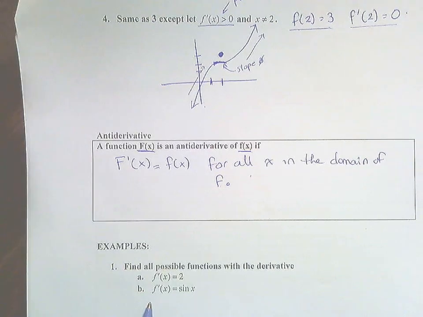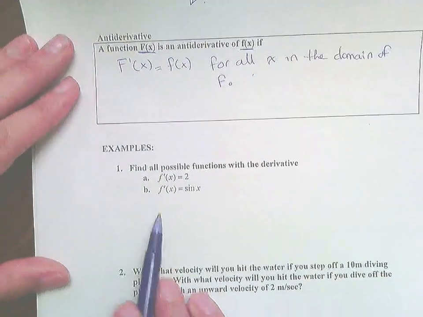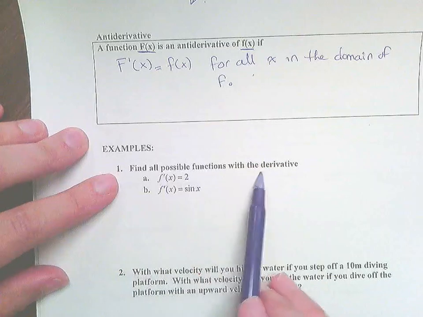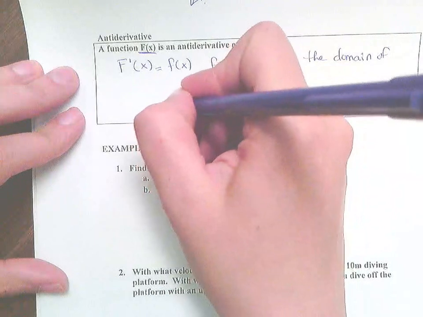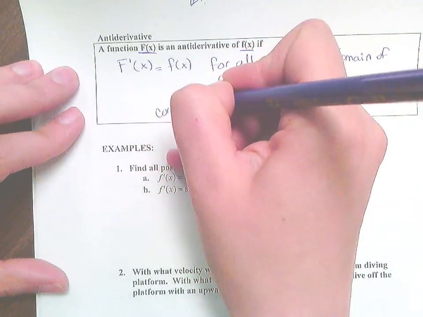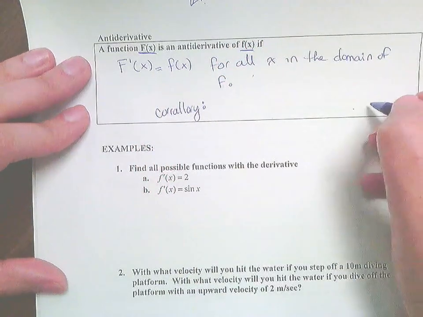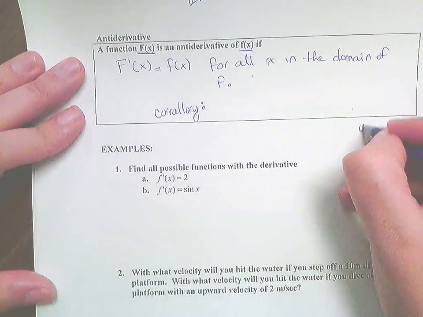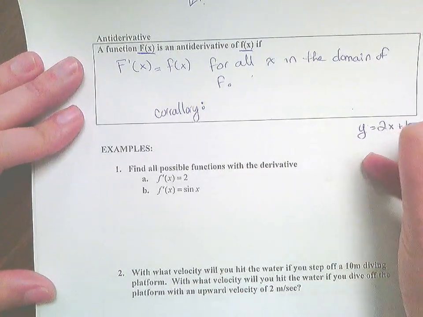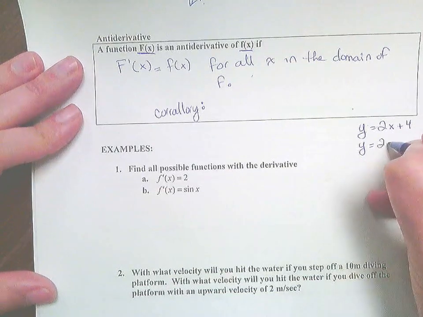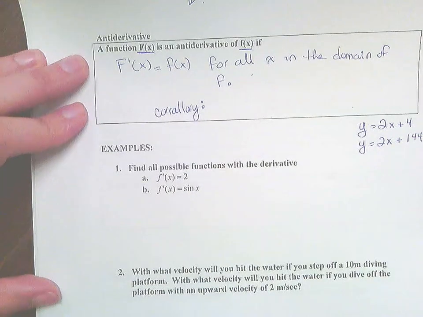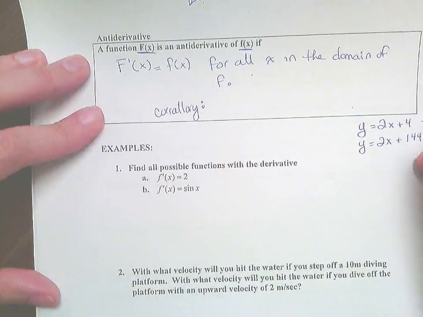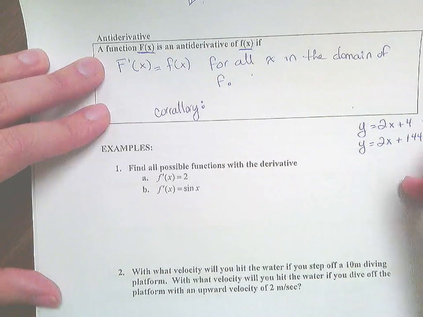Just like when you say find the derivative, it says differentiate. So we're going to stick with the easy problems when it comes to this. So let's find all possible functions with the derivative. Now keep in mind, just a little side note, there is a corollary that kind of goes with this. Alright, so if I was to ask you, I'm going to do a little side example. What is the derivative of y equals 2x plus 4, and what is the derivative of y equals 2x plus 144? What's the derivative of this? It's 2, right? And what's the derivative of this? It's 2, correct?